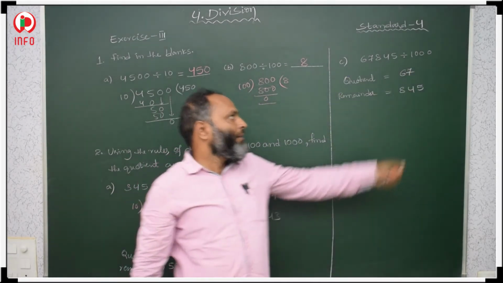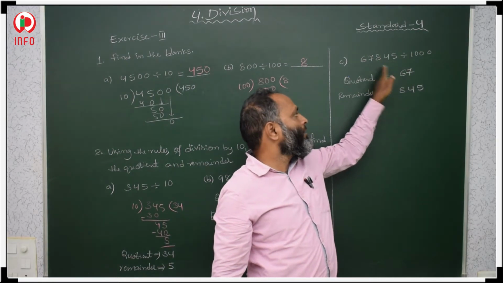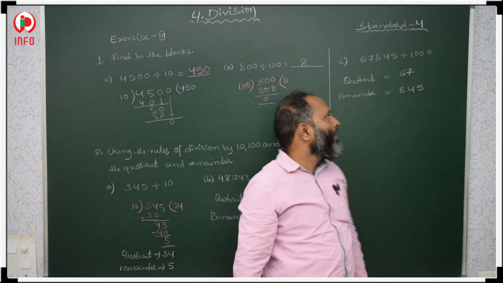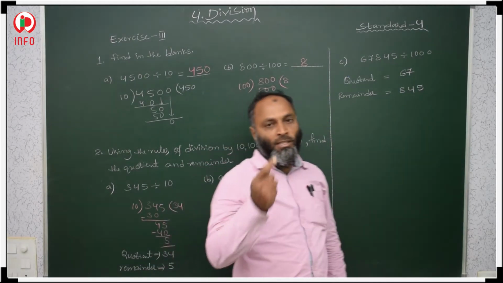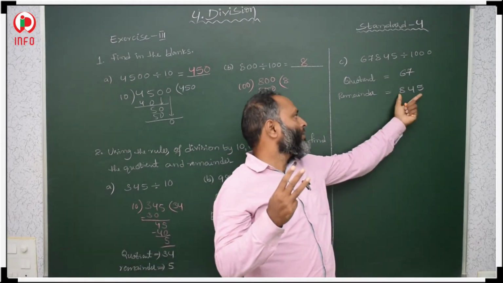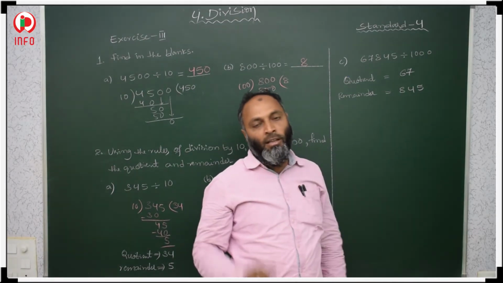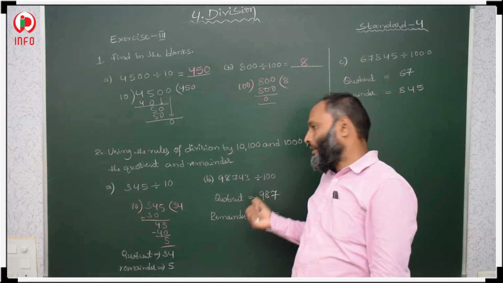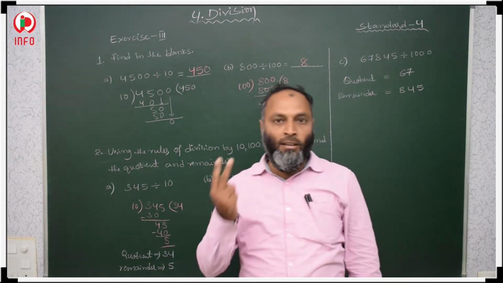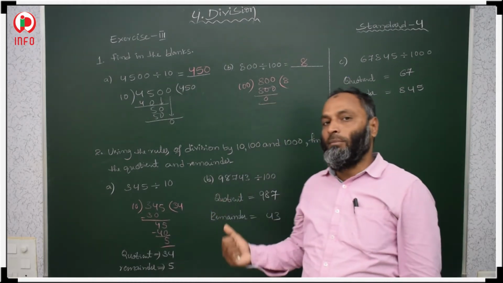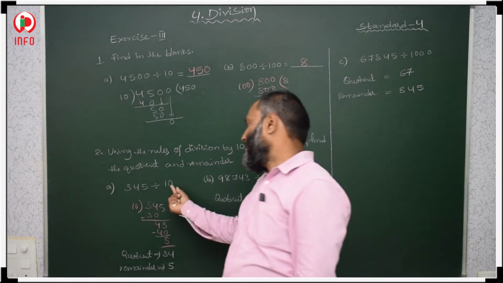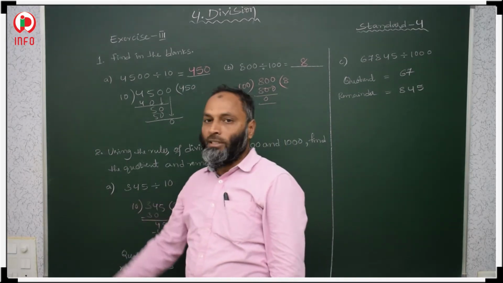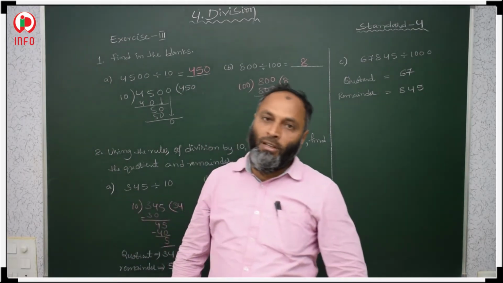When we divide by 1000, the last three places, ones, tens, hundreds, are our remainder, and the rest of the places are our quotient. When we divide by 100, the ones and tens places are our remainder, and the rest of the places are the quotient. If we divide by 10, then the one's place is our remainder and the rest of the places are the quotient. Okay, according to our division rule.